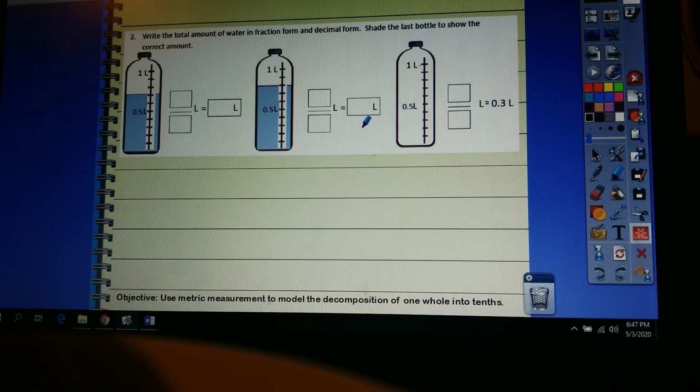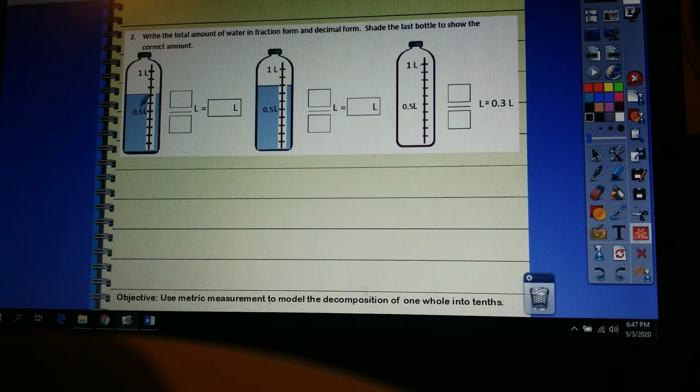All right, so let's look at our pictures. We have illustrations. This is write the total amount of water in fraction form and decimal form. Shade the last bottle to show the correct amount. Okay, so on our bottle, we have our number line. This time it is going up and down, but it is the same thing as if it was going from side to side. If it was horizontal or vertical, it doesn't matter. Remember, we did number lines like this a while back in the year. Okay, so same thing. 1 L, 1 liter, that would be 1 whole.